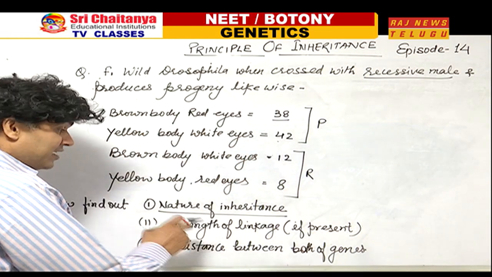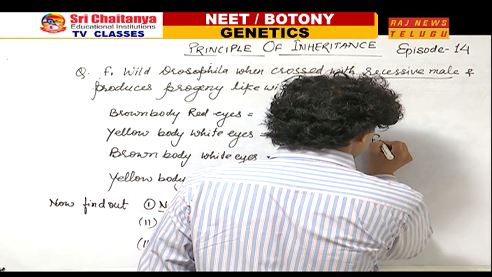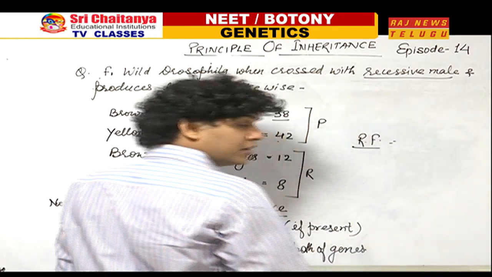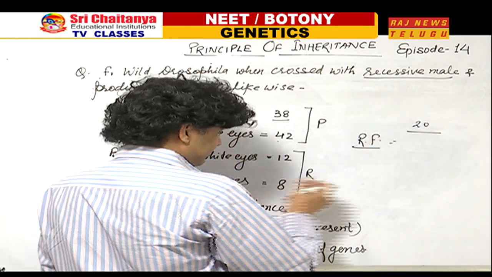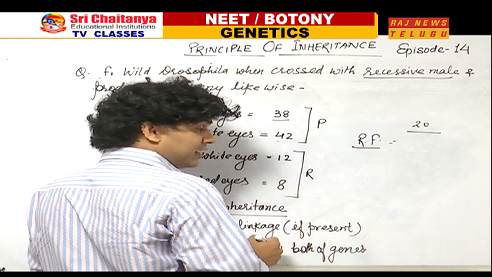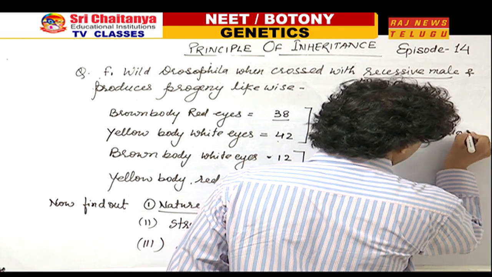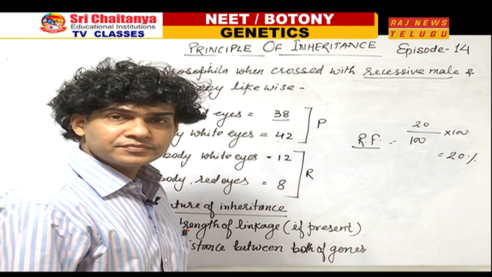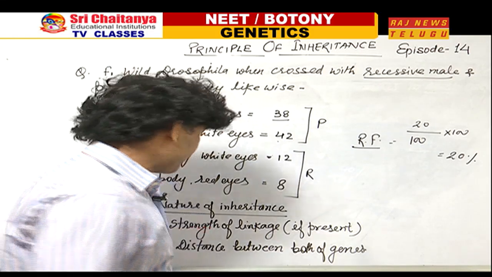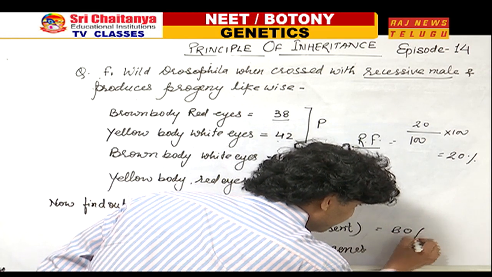It means recombination frequency for this cross: total number of recombinants 20, and total number of progeny 100, into 100, it means 20% is the recombination frequency. 20% is the recombination frequency, it means strength of the linkage is 80%.